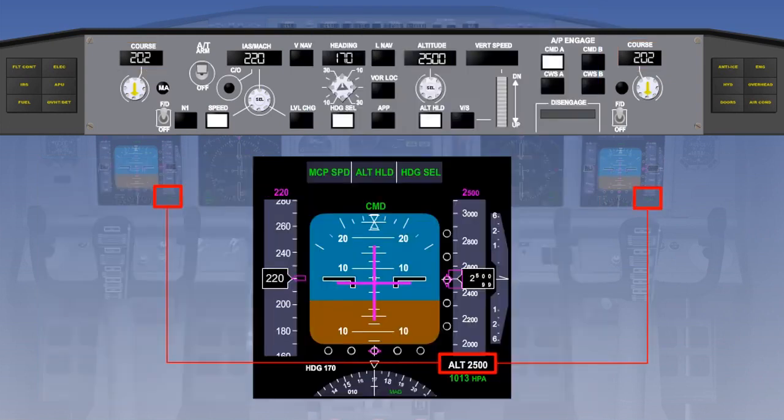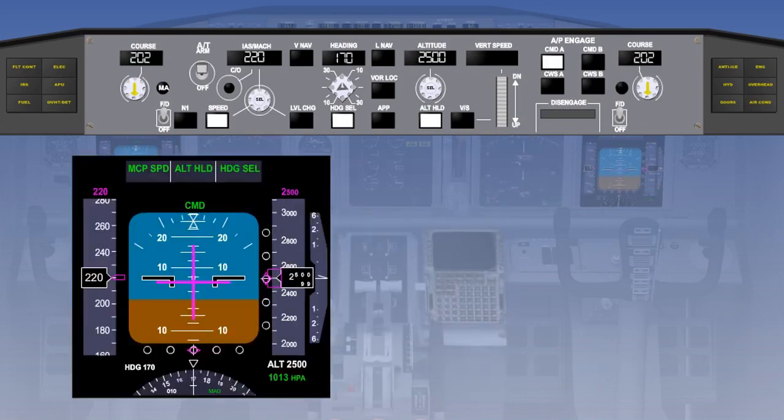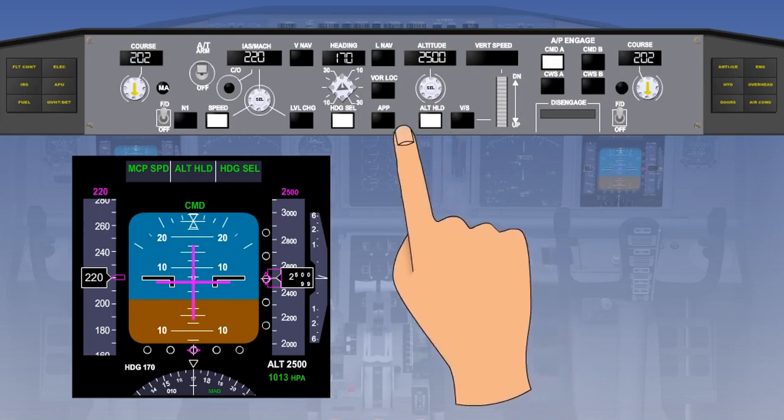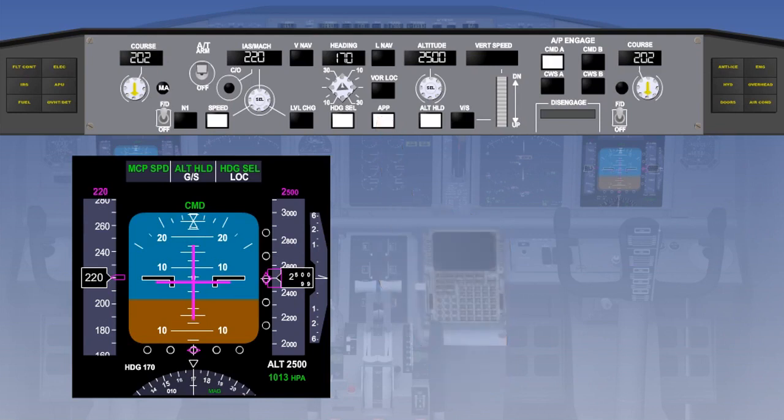The other thing to take note of is the radio altitude indication in the bottom right-hand corner of both primary flight displays, as this triggers some of the changes during the approach. Approach control allows localizer and glide slope signals of an ILS to be coupled to the roll and pitch channels of the autopilot. Selecting the approach button arms the approach mode, and this is indicated on the flight mode annunciator by localizer and glide slope being the armed modes in roll and pitch.